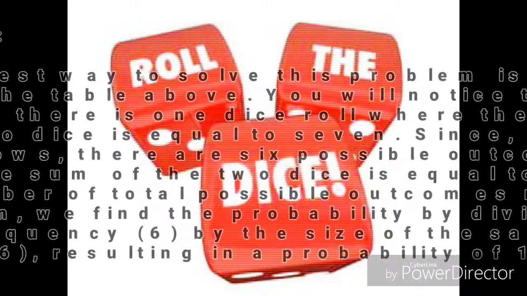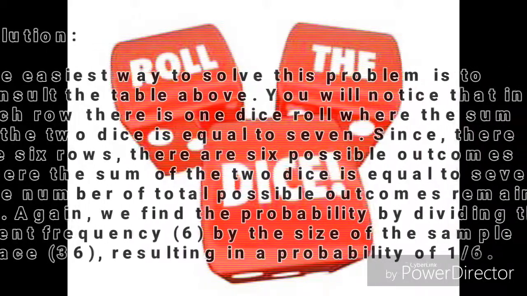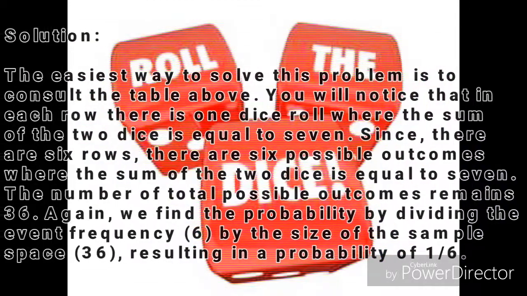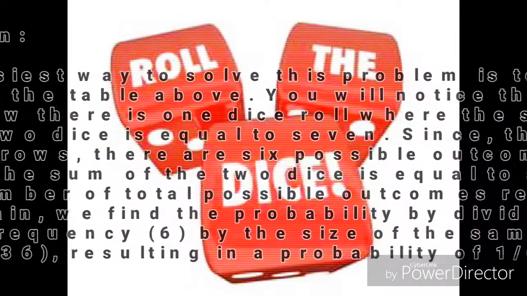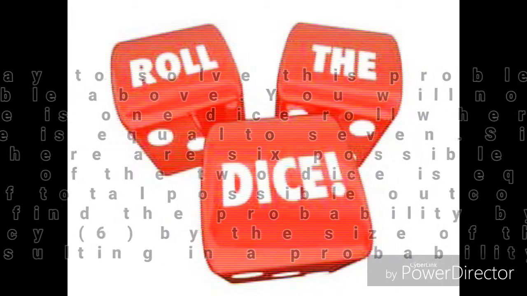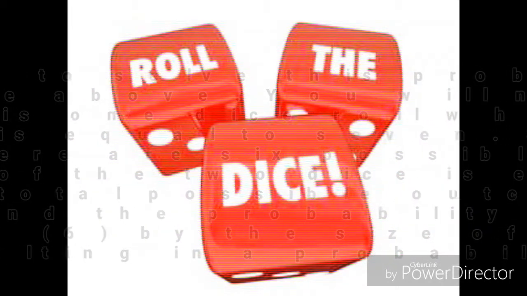You will notice that in each row, there is one dice roll where the sum of the two dice is equal to 7. Since there are 6 rows, there are 6 possible outcomes where the sum of the two dice is equal to 7. The number of total possible outcomes remains 36. Again, we find the probability by dividing the event frequency, 6, by the size of the sample space, 36, resulting in a probability of 1/6.